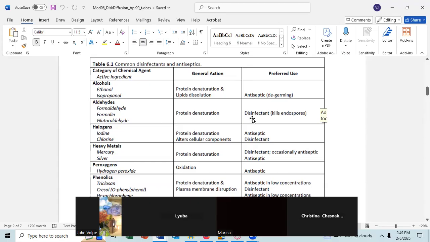Aldehydes are frequently used as disinfectants, and they are one of the few disinfectants that actually kill endospores. Generally, most disinfectants do not kill endospores. There are a few, like peroxygens, like hydrogen peroxide, that can kill endospores. And then aldehydes can kill endospores. Halogens, like chlorine bleach, are a very good disinfectant, but they do not kill all endospores. Depending on the species, some species of endospores can survive treatment with bleach, and others cannot. So, like I said, it depends on the species.